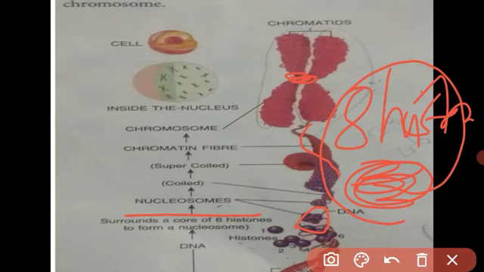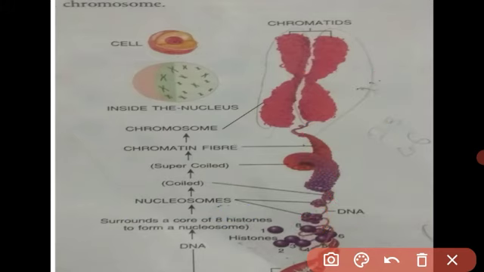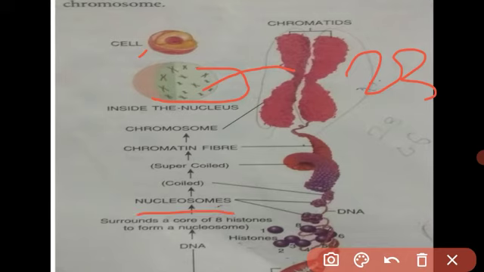Let us revise. This is a cell. The cell contains a nucleus. The nucleus contains chromosomes. In human beings there are 23 pairs of chromosomes. The chromosome means what? Highly condensed chromatin fiber, and each fiber contains millions of nucleosomes. And what is meant by nucleosomes? Nucleosomes contain 8 histones. Histone means what? Protein. 8 histones and they wrap the thread. This is called the DNA.